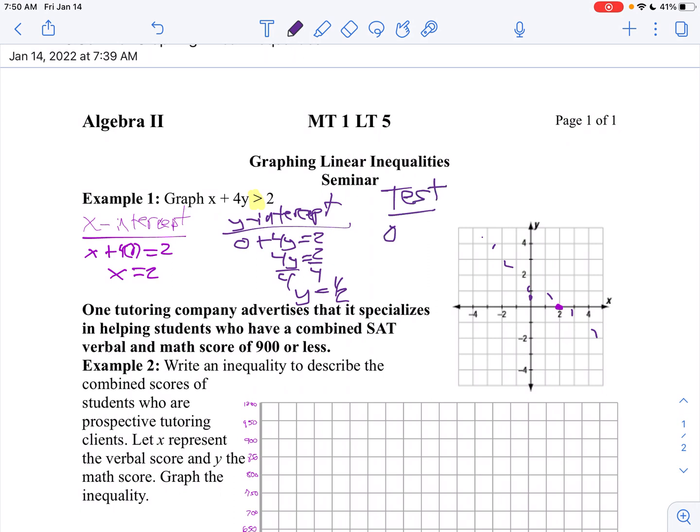So notice I get 0 is greater than 2. Is 0 greater than 2? No, it's not. That's false. So I don't shade the side with my test point, and I shade my other side. So I'm going to shade everything that's bigger than my boundary line. And that's our answer.